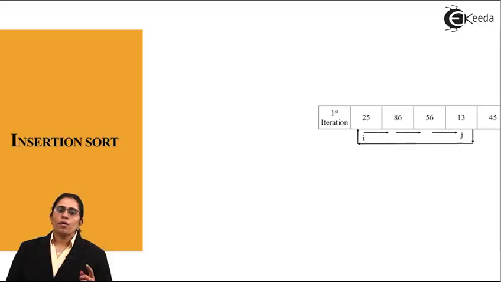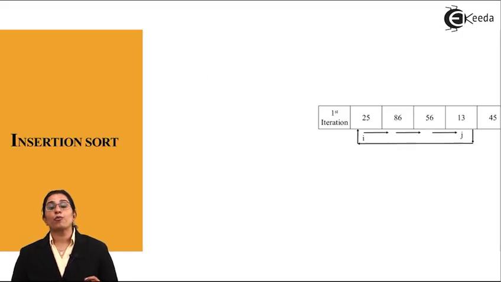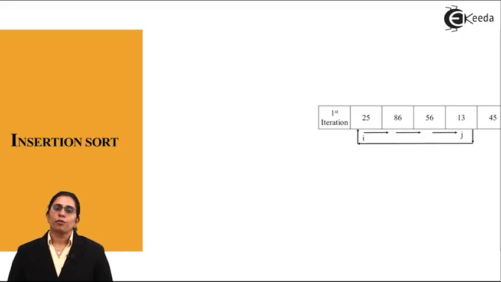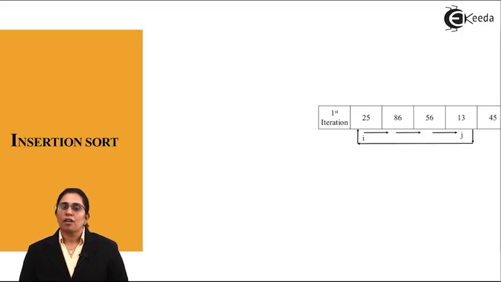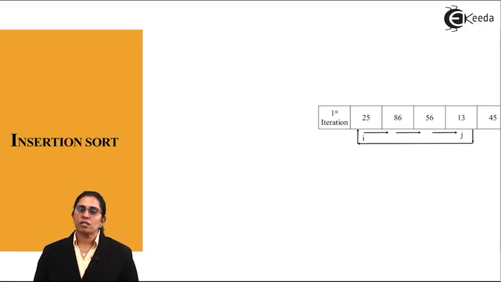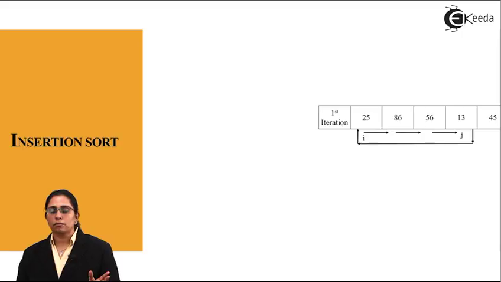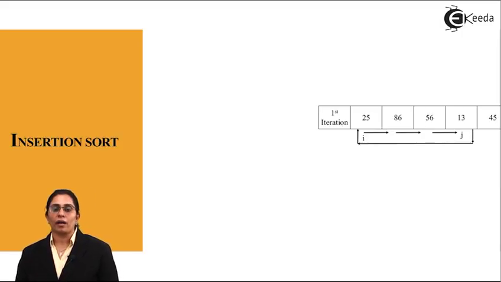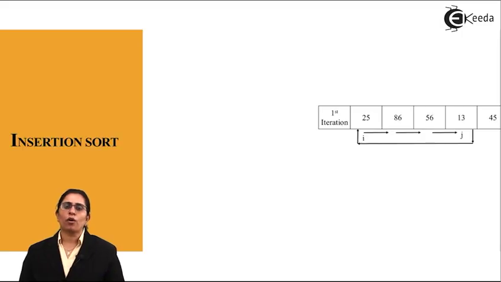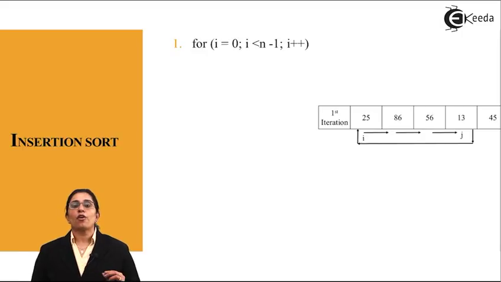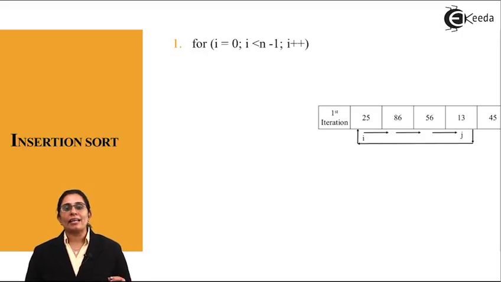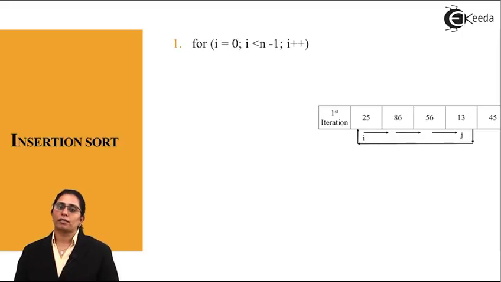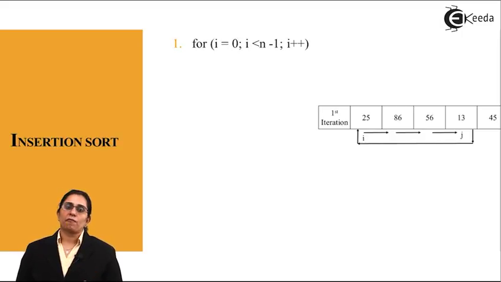Now we will see how we implement the program or algorithm for insertion sort. We've taken the same list with 5 elements and diagrammatically shown how the shift has to take place. But now we have to see the code or the algorithm or the pseudocode for it, how it has to be written. Now the first step is for i equal to 0, i less than n minus 1, i plus plus. Now what does this statement signify?